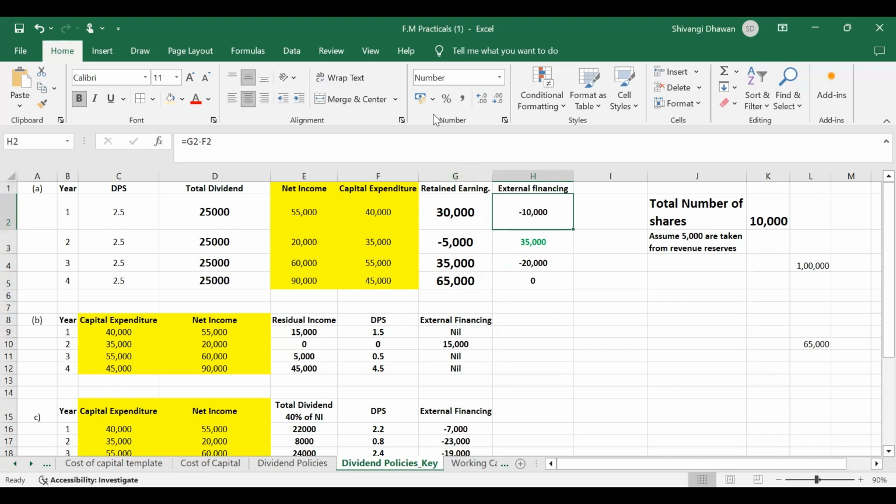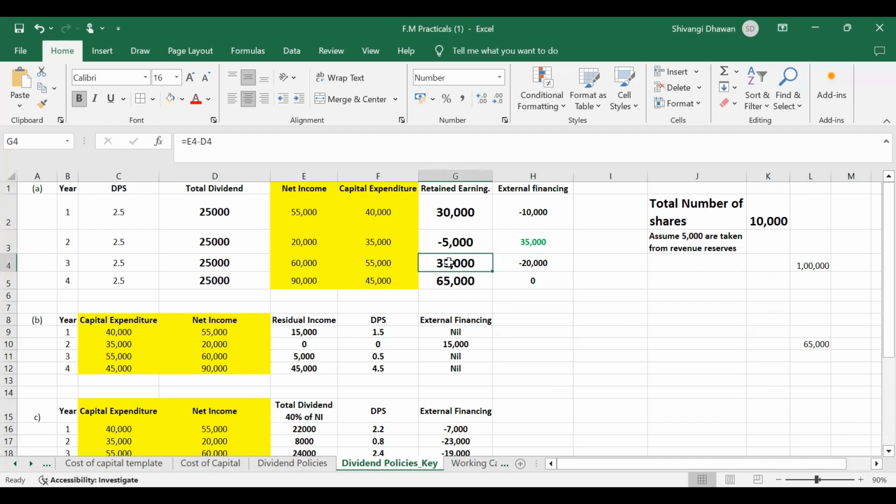How? We are retaining only 30,000, and we have a capital expenditure plan for 40,000. So we need to raise 10,000 more as external financing in order to meet our capital requirements. Similarly, here, if we assume that these 5,000 is taken from revenue reserves, we need 35,000 of external financing.